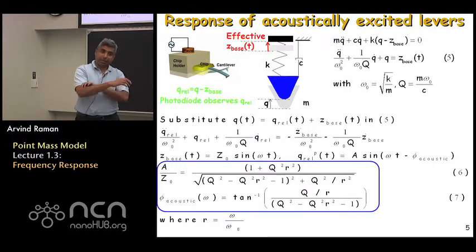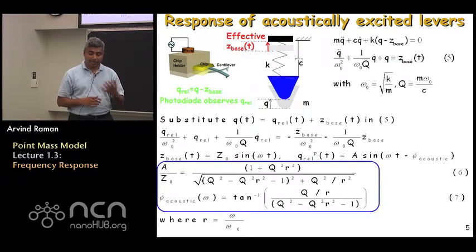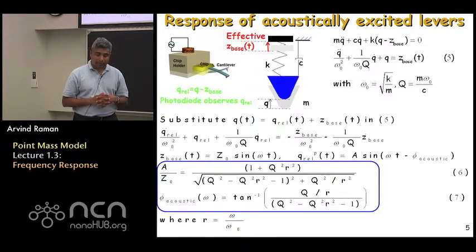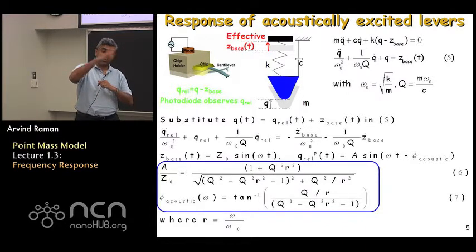So Z naught is the equivalent base motion of the cantilever, and the measured response is going to be A sine omega t minus phi subacoustic, where phi subacoustic is now the phase lag due to acoustic excitation. And the results are shown in the appendix, or how to derive them, but we come up with two very nice expressions out of this. One is this amplitude ratio of A to Z naught, which is the measured amplitude from the photodiode of the tip oscillation to base motion of the cantilever.